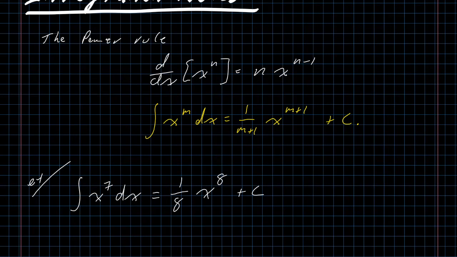And if you try to take the derivative of 1/8 times x to the 8, well, 1/8 times 8 is 1, x to the 8 minus 1 is 7. So the derivative of 1/8 x to the 8th is x to the 7th. You can use guess and check to verify that it works.